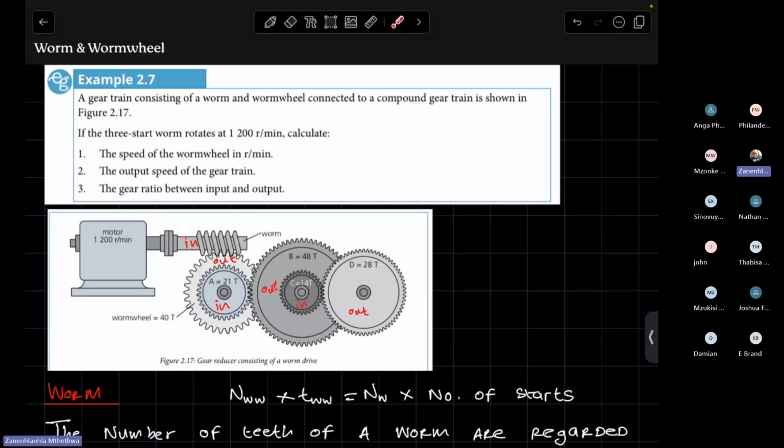Worm wheel is a worm. Here's a perspective, it seems they are fitted with the same shape. So meaning that whatever.